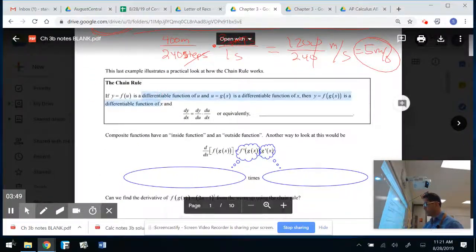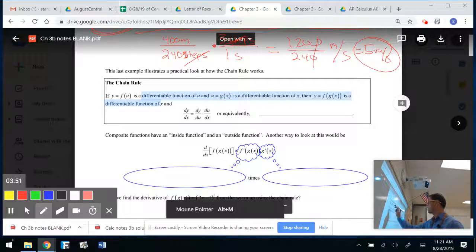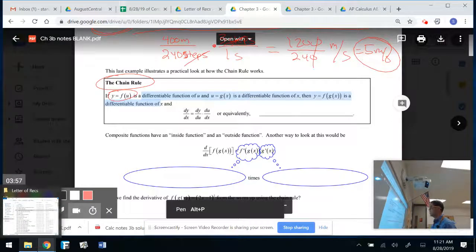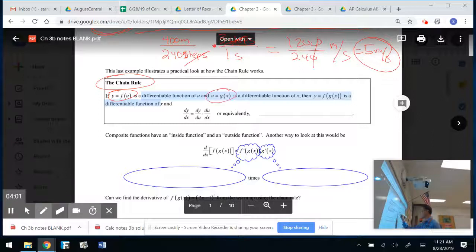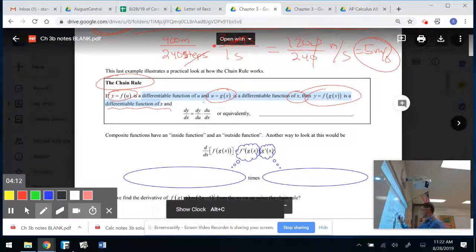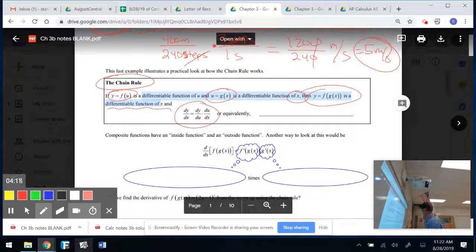okay, there's the chain rule. Okay, if y equals f of u is a differentiable function of u, and u equals g of x is a differentiable function of x, then our composite function is a differentiable function of x. Well, what the heck does all that mean? Okay, and that looks a little bit crazy even right there, okay? But here's kind of more notationally what we use, okay?